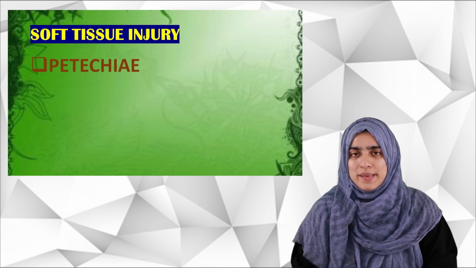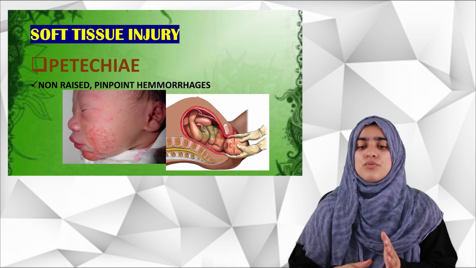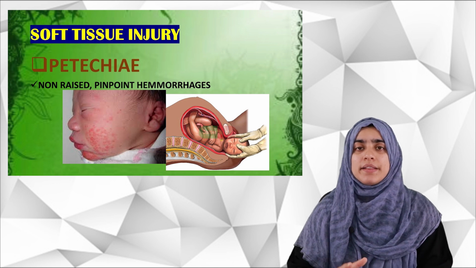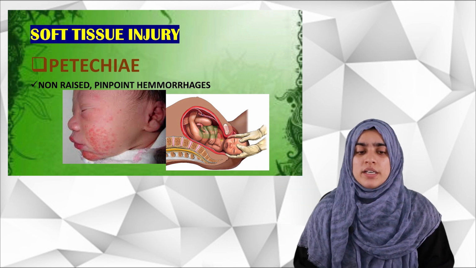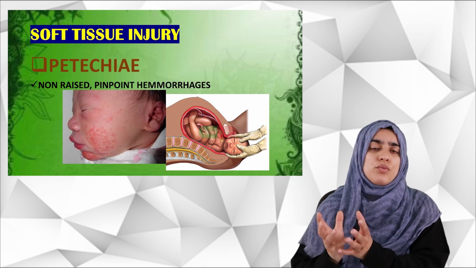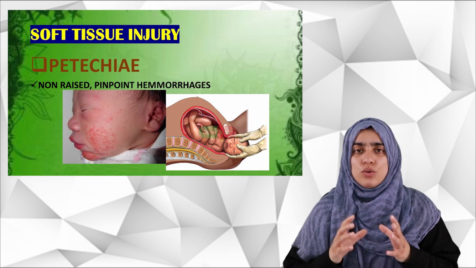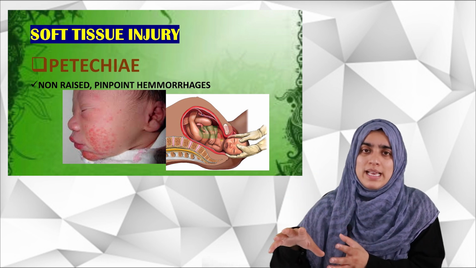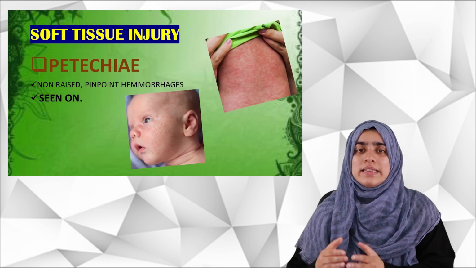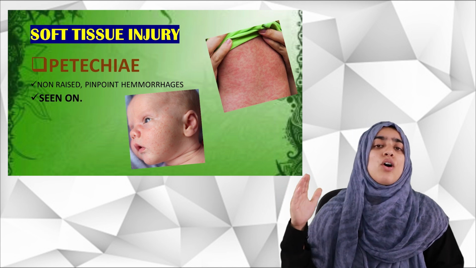Next comes petechiae. These petechiae are non-raised, pinpoint hemorrhages caused by a sudden increase and then release of pressure during the passage through the birth canal. That is, when the child is being pulled out or passing through the vagina of the mother, if pressure is applied and then released, this may cause these hemorrhagic pinpoints. You can find these petechiae over the chest, the face, as well as the head of the baby.